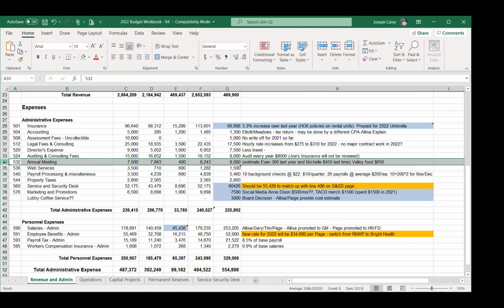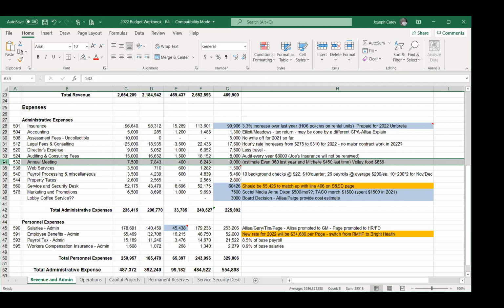Okay, so annual meeting. It was just increased costs for the food and beverage and so forth.